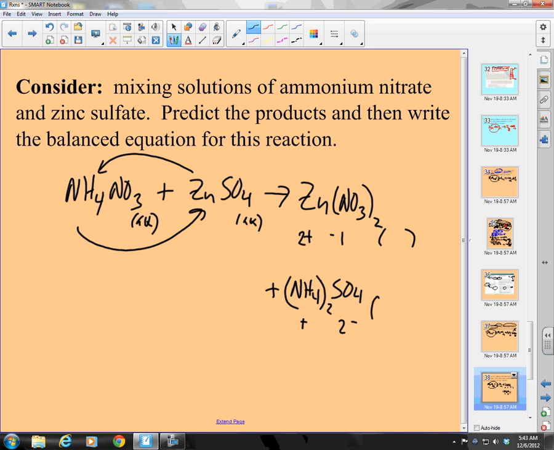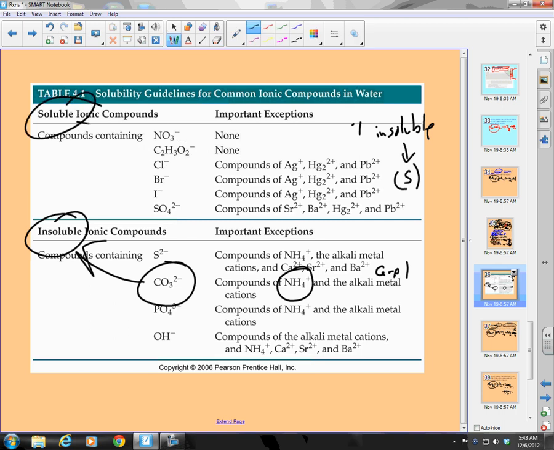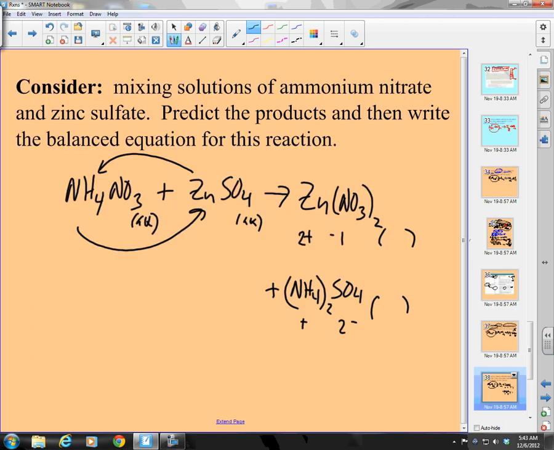And now we need to check out their solubilities. Nitrates. Oh, we know nitrates, right? We should know nitrates. All nitrates are soluble. Good. So all nitrates are soluble. So that means this zinc nitrate is aqueous. And what about my ammonium sulfate?